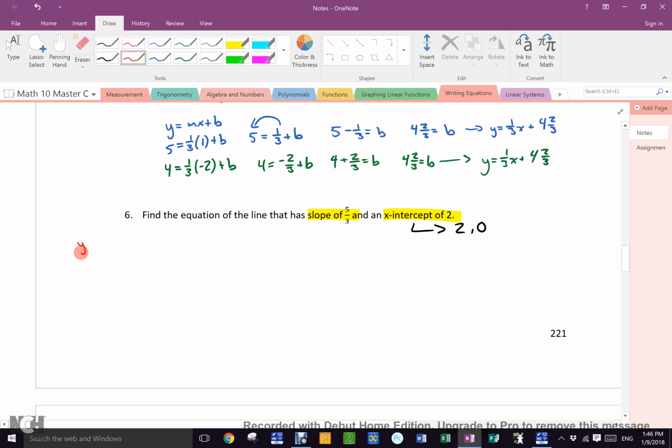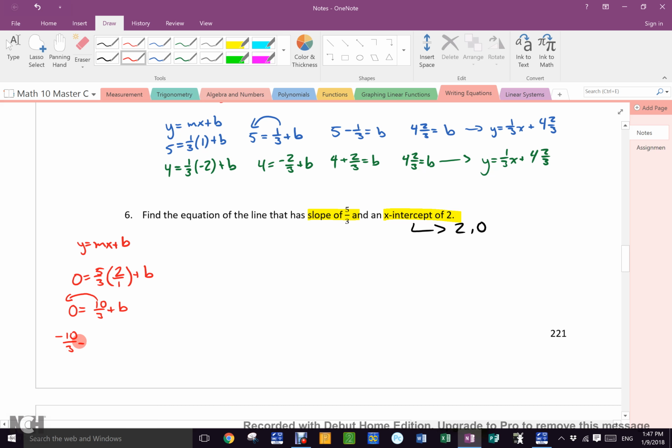If I do slope-intercept, what can I fill in there right now? Y is what? 0. What's m? 5/3. What's x? 2 plus b. How do I multiply that? What's 2 really over? 1. So what's this answer? 10/3 plus b, yes? I need b by itself, so what has to happen to that 10/3? Goes over there and becomes what?